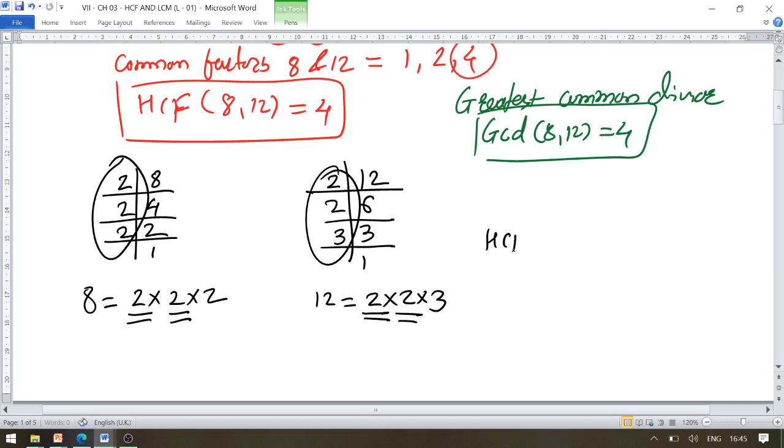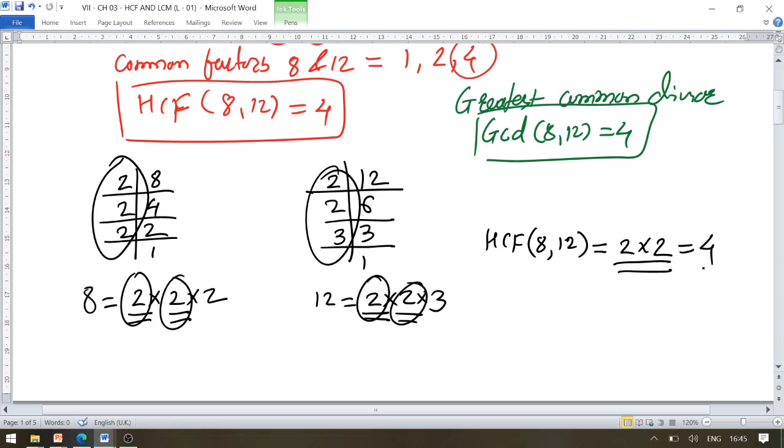So the HCF of 8 and 12 is given simply by the product of its common primes. 2 and 2 are the common primes. So the product of their common primes, 2 2s are 4. Or we may write it as the GCD, that means the greatest common divisor, of 8 and 12 is 4.